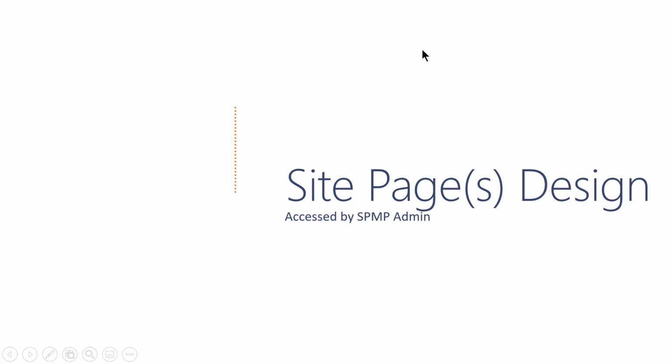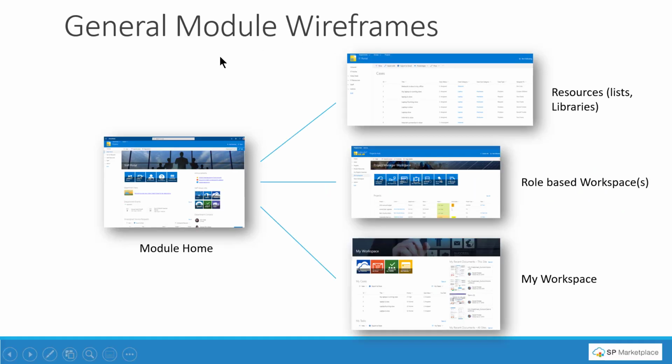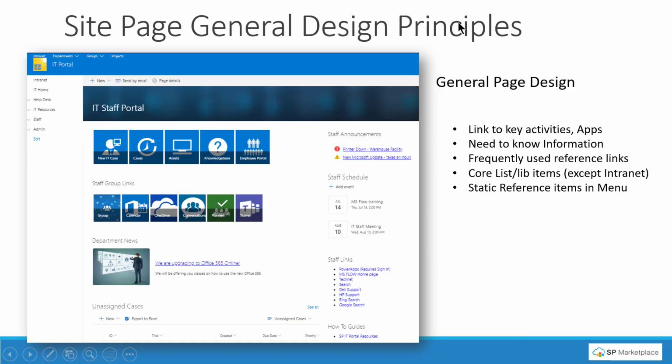Now let's just take a look at site pages, and this will help you in navigating around different products. Almost every product consists of a home page, and again, this is set up specifically and consistently across the products. And the home page will generally link out to lists and libraries and role-based workspaces. This might be, if it's the CRM, the salesman's workspace, or if it is HR, it could be a My Workspace for the HR staff as well. So that's also consistent across the products.